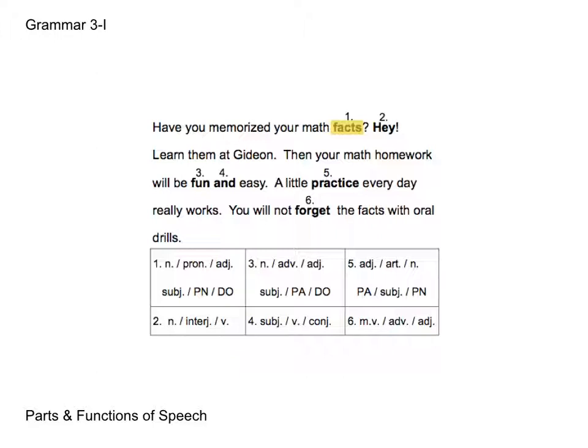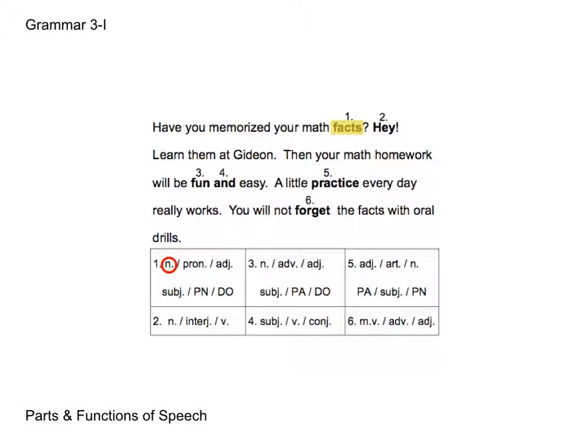And what we need to do is determine what the part of speech is, and then determine what the function of that word is. So let's read the sentence once more. We have, you memorized your math facts? And so we have 3 options, a noun, a pronoun, and an adjective. Facts is definitely not a pronoun, and it's not really describing anything in this sentence. Therefore, we know it's a noun. So we're going to circle noun.